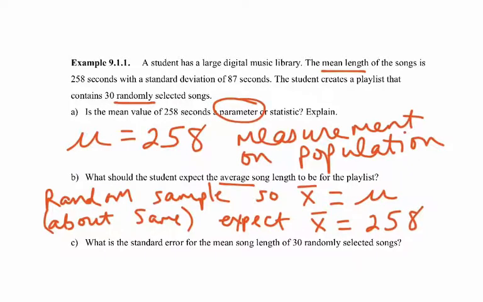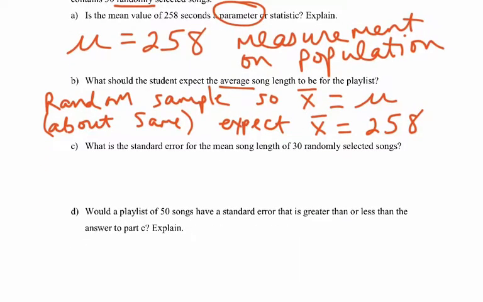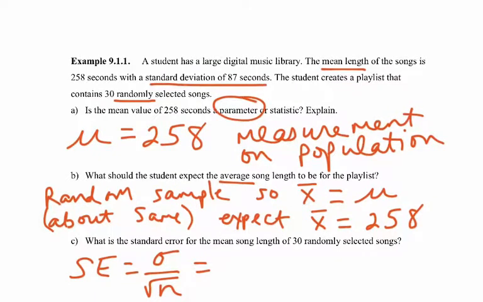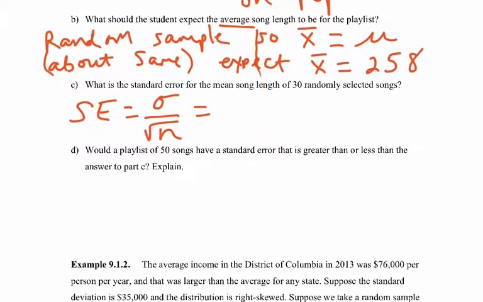All right, part C, what is the standard error for the mean song length of 30 randomly selected songs? That's our new formula, the one we had back here. Our standard error is sigma divided by the square root of n. Remember, sigma is the standard deviation for the population, which for us is 87 seconds. Remember, n was our sample size. Since we selected 30 songs, that's the square root of 30. So our standard error is 15.9 seconds.